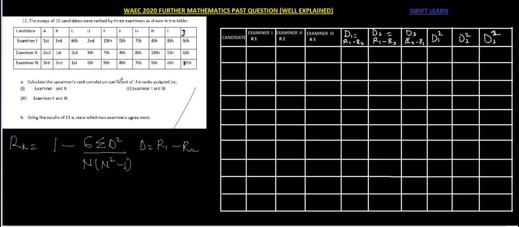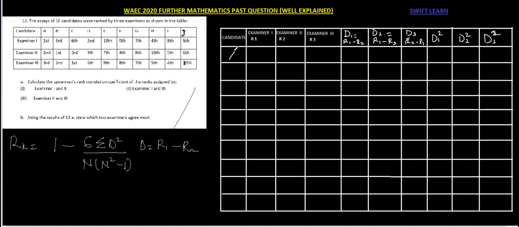Because according to the question, I've drawn the table before, and the question says examiner 1 and 2, so I compared examiner 1 and 2 here as my D1. The second says examiner 1 and 3, so I did examiner 1 and 3, and the third says examiner 2 and 3, so I did examiner 2 and 3. So these are my D squares. You get it now? So let's start filling our table. Candidate, let's start with all the candidates we have here.